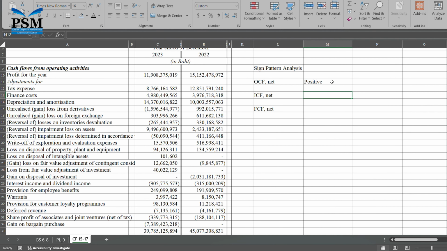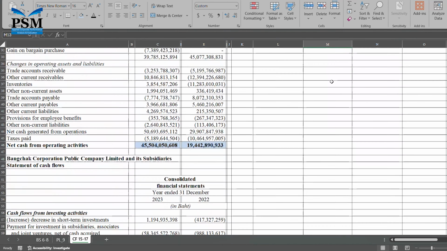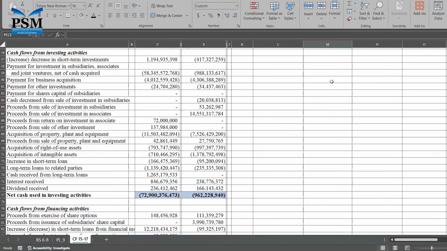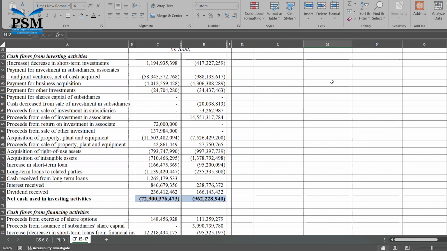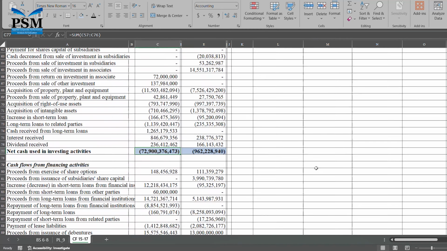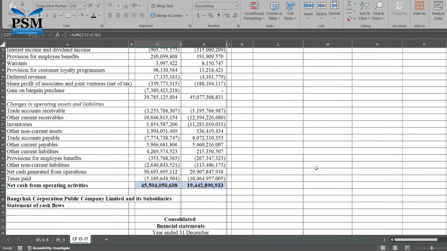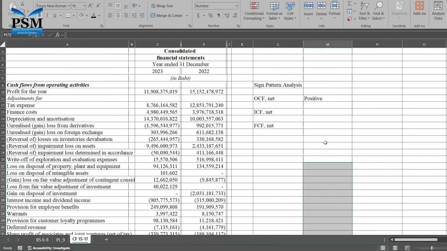And then for ICF, scroll up. You see the investing section, which begins from row 56. You look at the net line, line 77. The number is in brackets, and that means, in accounting, a negative number. So the sign is negative for ICF. We write it here as negative.